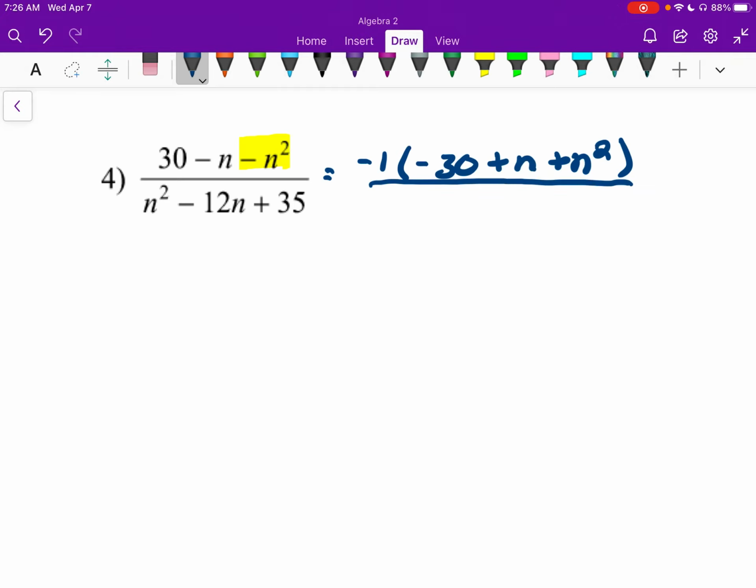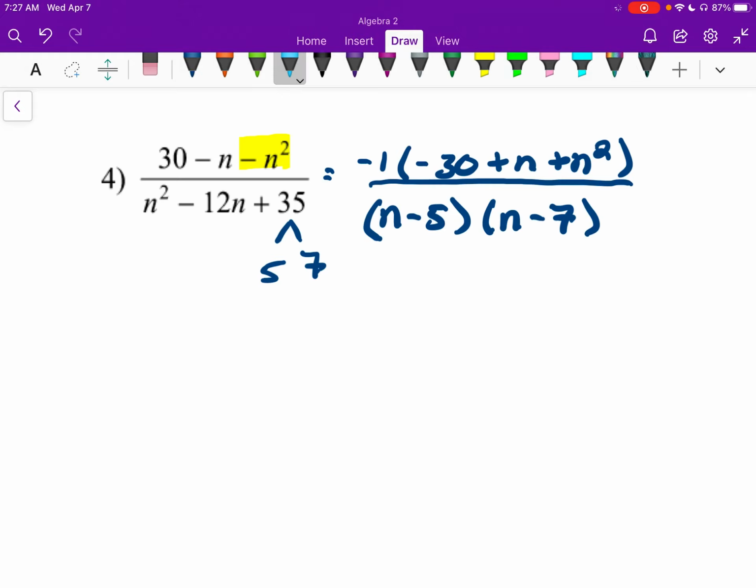Maybe we can go ahead and factor the bottom of it. 35 would split up into 6 and 7, right? Is that 6 and 7? No. About 5 and 7. And 5 plus 7 gives me 12, so negative 5 and negative 7. So this will be n minus 5, n minus 7. Since we factored the denominator completely, we could go ahead and say what our excluded values are. Excluded, we'll say, well, n can't be, what can't it be? It can't be 5, and it can't be 7.